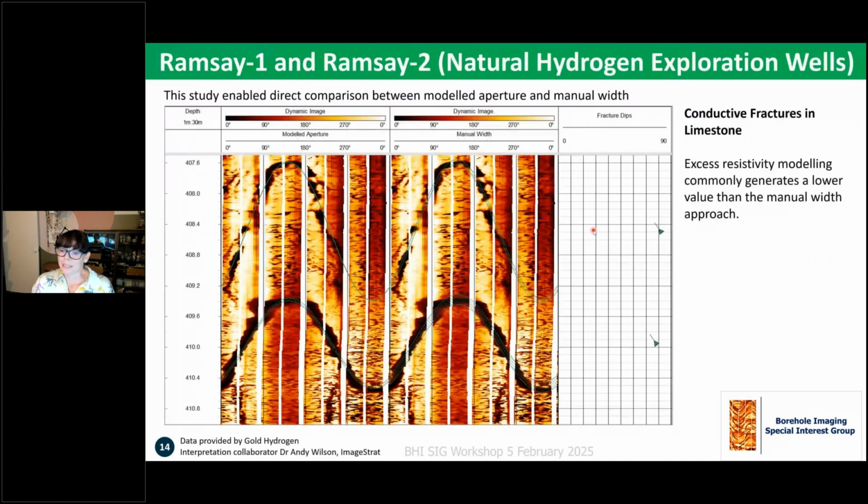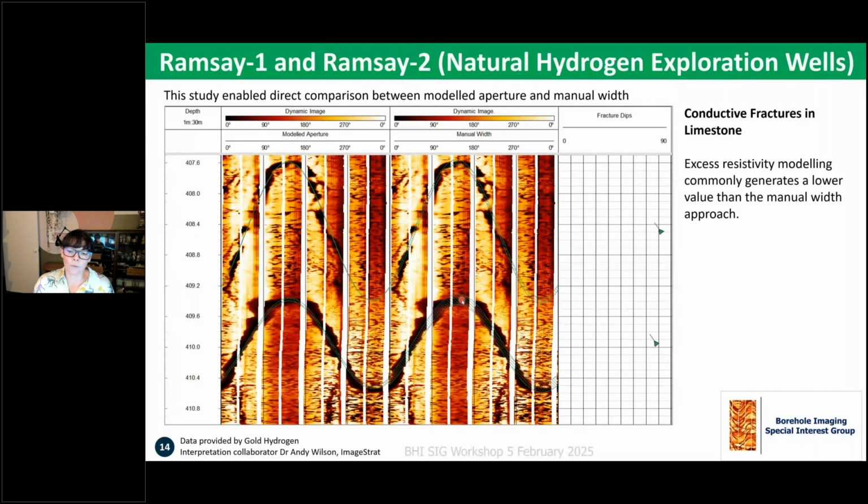So this is in a limestone unit. On the left-hand side, it's the same dynamic normalized image twice over. And on the left-hand side, we have the results of the modeled aperture projected with the modeled width and the manual width on that.